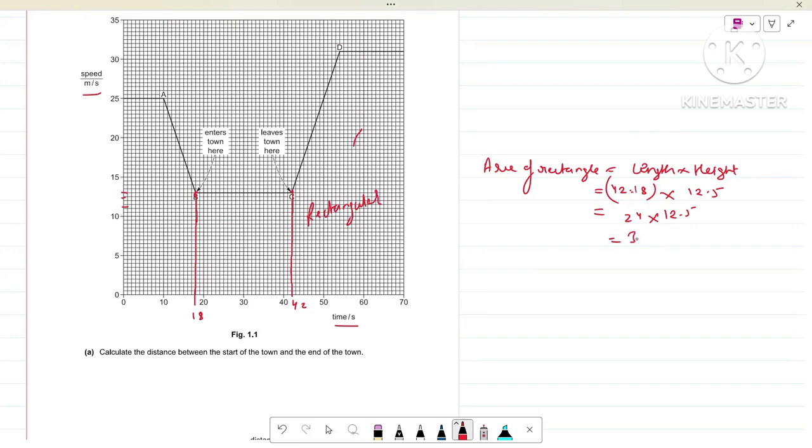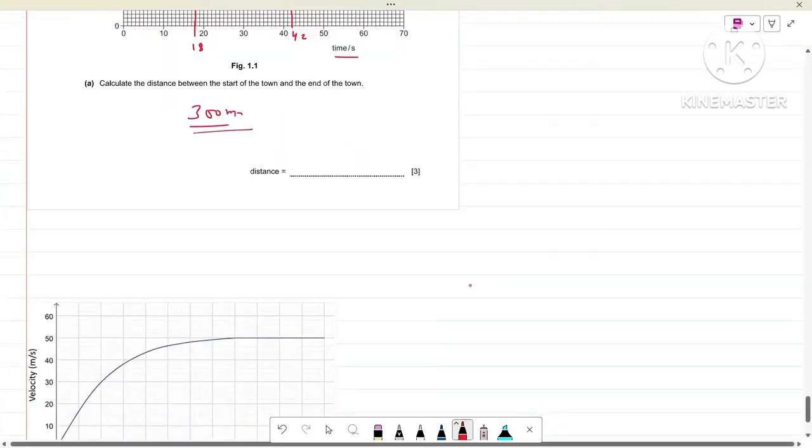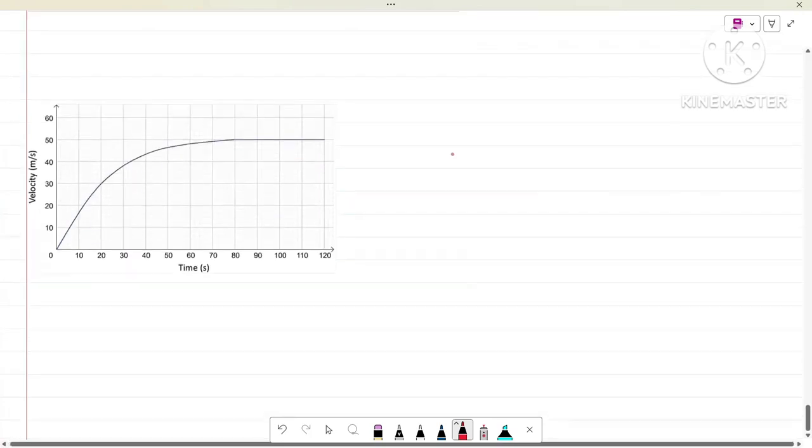300. So what does that mean? The distance covered between the start and the end of the town is 300 meters. This is how you can use a speed time graph to find the distance. Now, how to find the acceleration using a speed time graph?